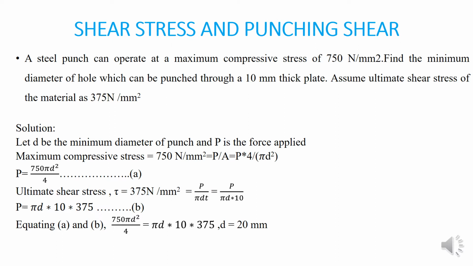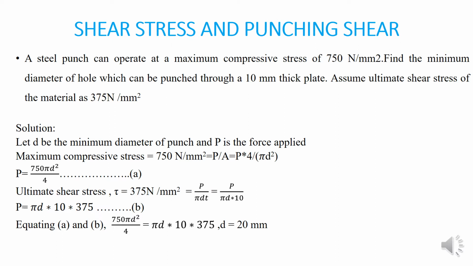Now it is given that the ultimate shear stress is 375 Newton per mm square. So what is ultimate shear stress? It is also force divided by area. Area is 2 pi r into t or pi d into t, since it is a shear stress value. Now we can find out the value of load from that equation, that is load is equal to pi d into t. t is the thickness of the plate, which is given as 10 mm. So pi d into 10 into 375.